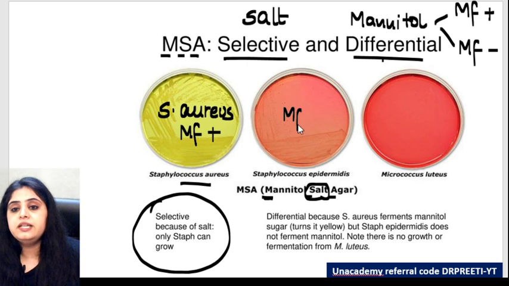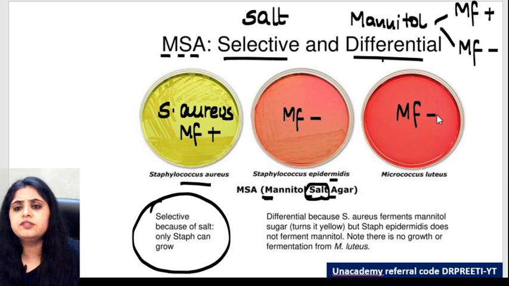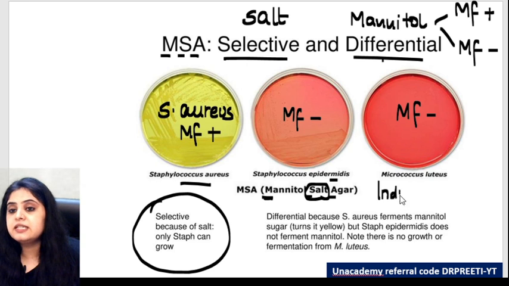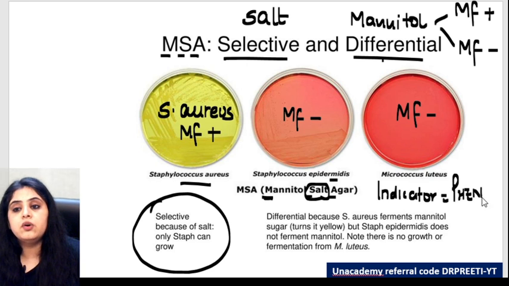Whereas in all the other staph, epidermidis or in Micrococcus, mannitol fermentation is not seen, so the color remains the same. What is the same color? The same color is red. This means, what was the indicator that was used in this medium? The indicator that was used was phenol red.